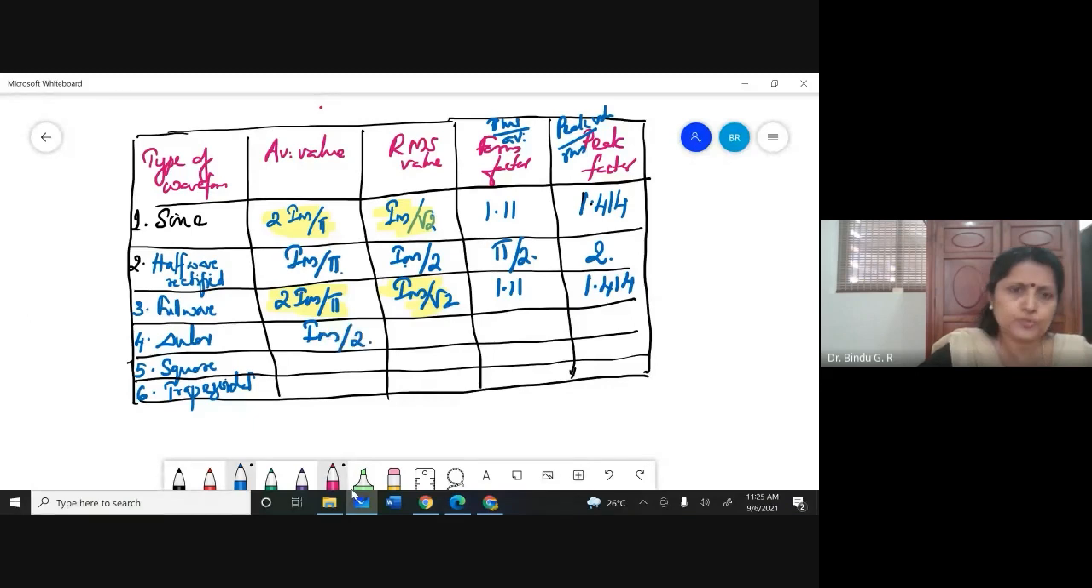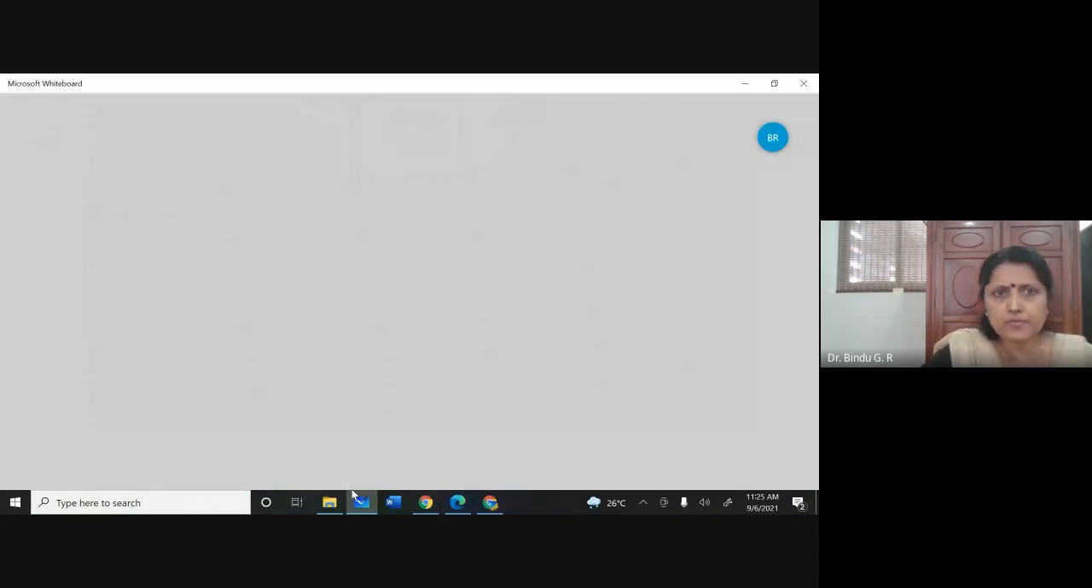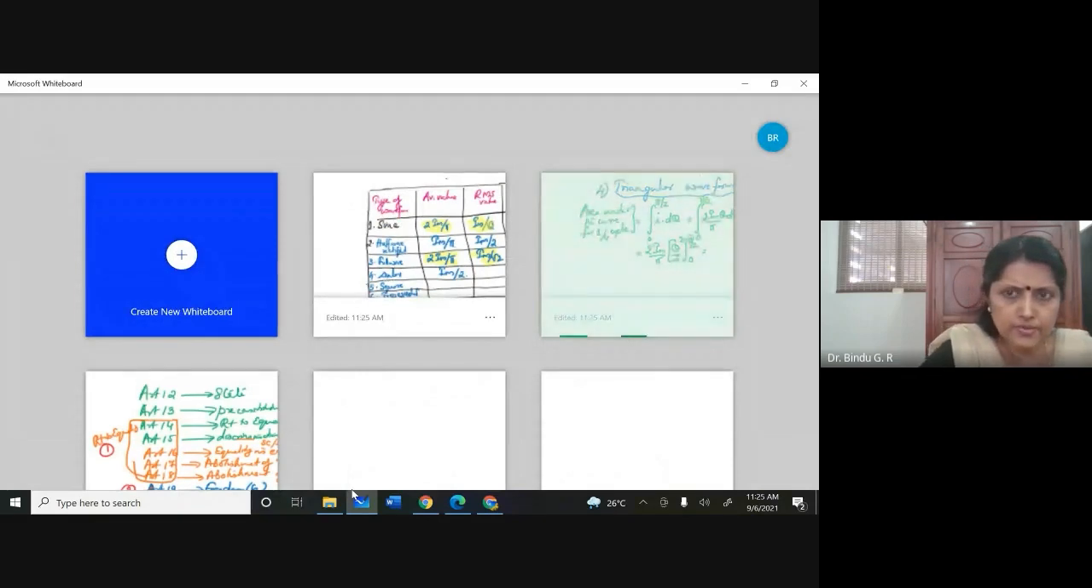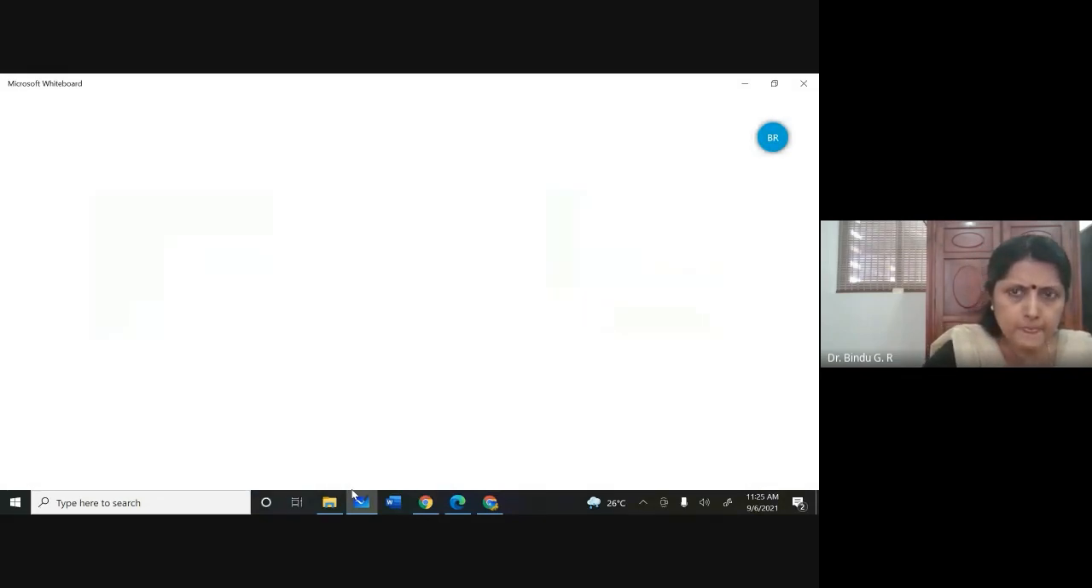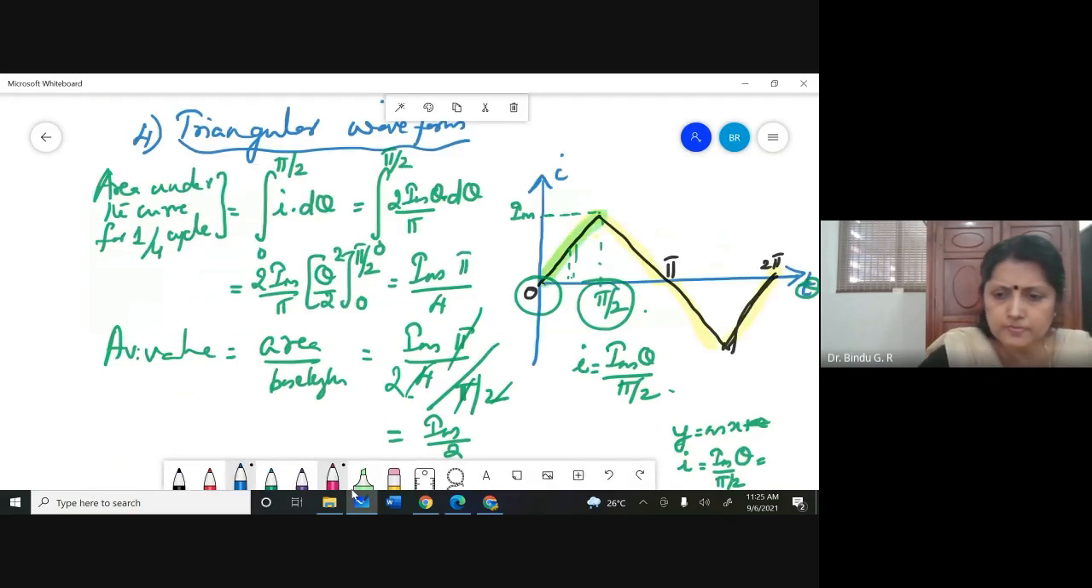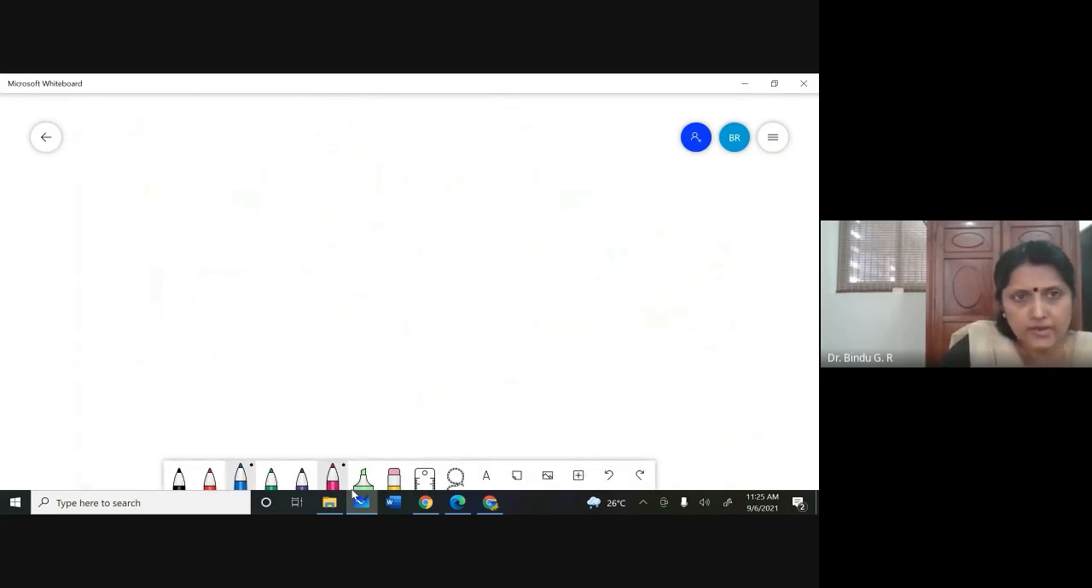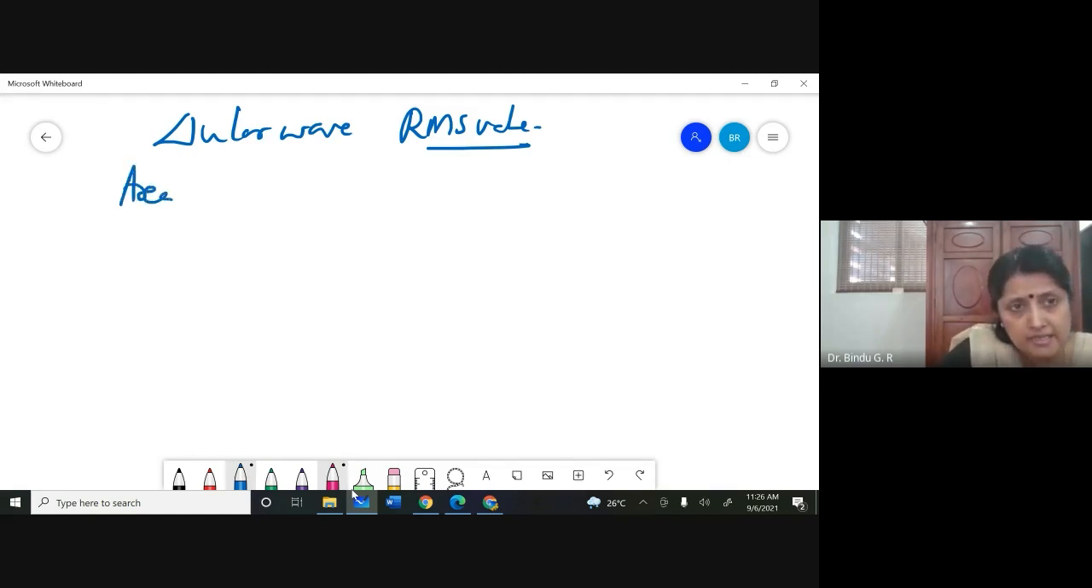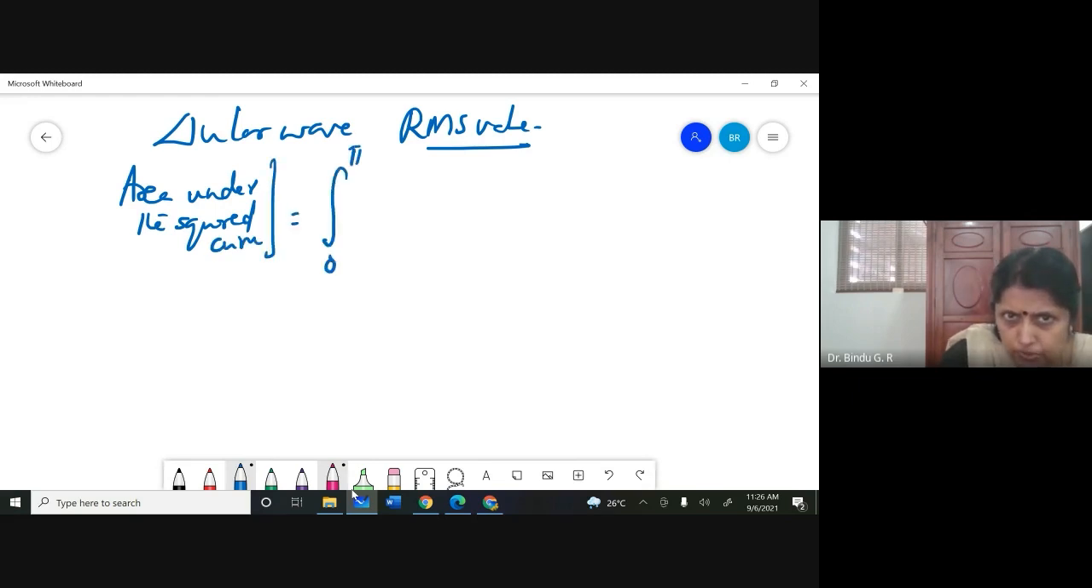Im by 2. Now the RMS value. Triangular wave, RMS value. Okay, the same triangular wave. I want to find out the area under the curve, or of which curve? Area under the squared curve. That is integral 0 to pi by 2, I squared d theta.